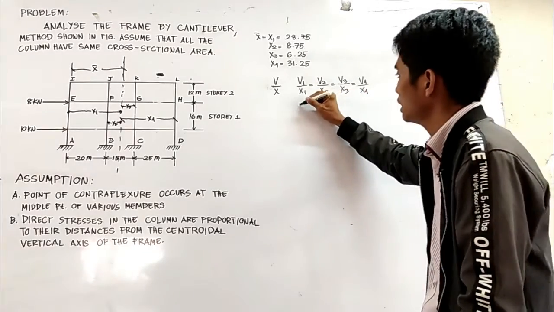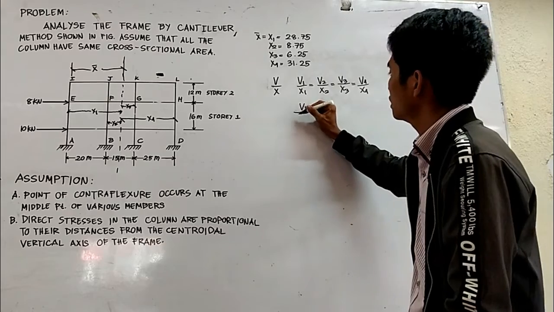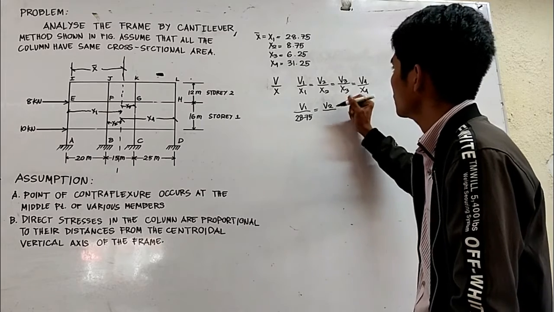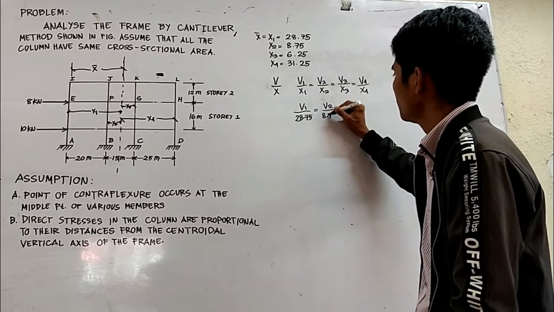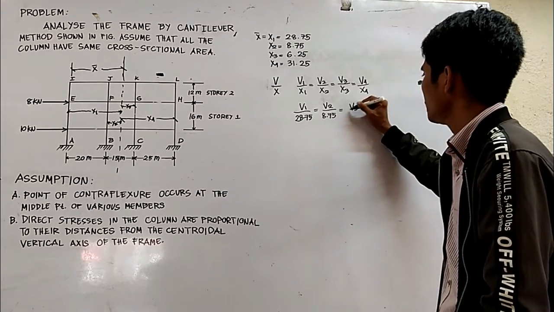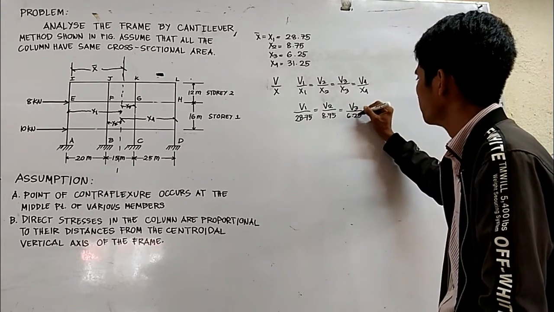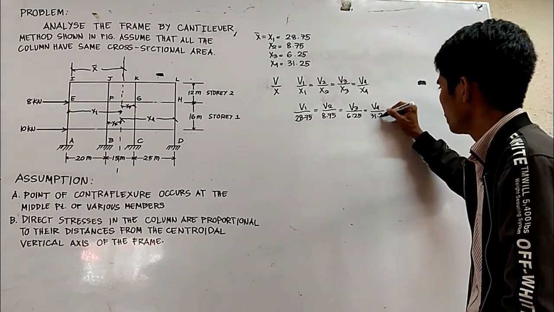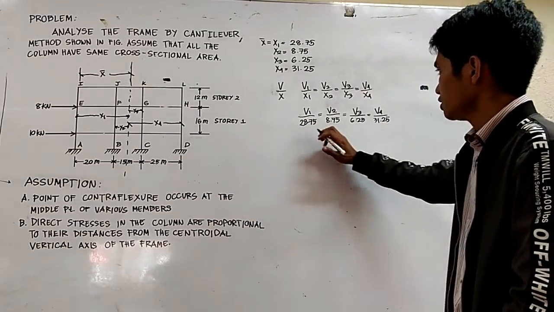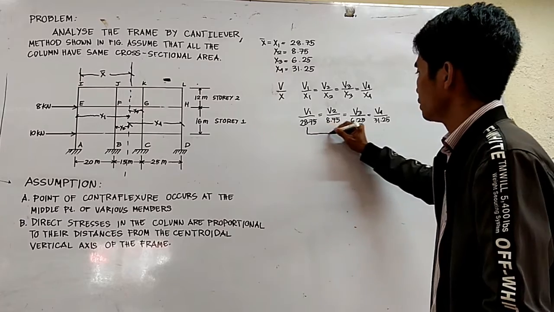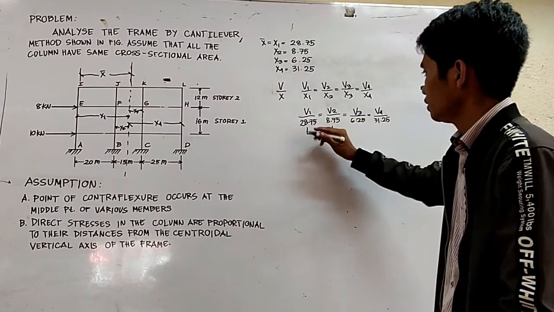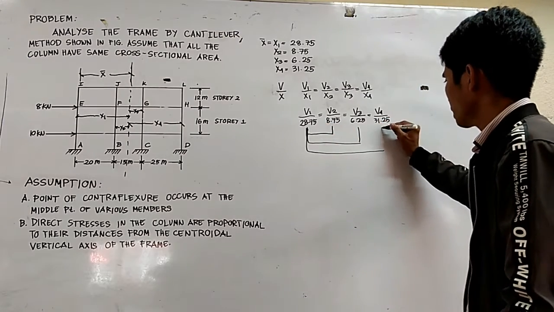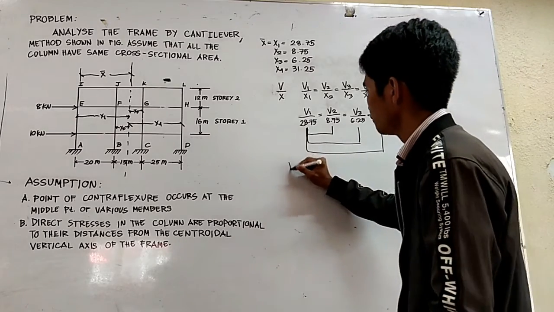So we will substitute V1 over 28.75 equals V2 over 8.75, V3 over 6.25, V4 over 31.25. Now, since this is proportional, we can solve from this first to get the value of V1 to V2, V1 to V3, V1 to V4. So this is the proportionality.